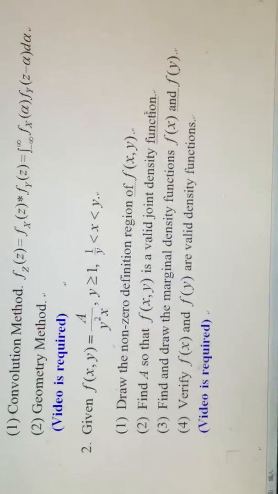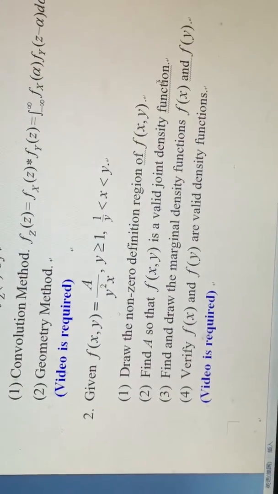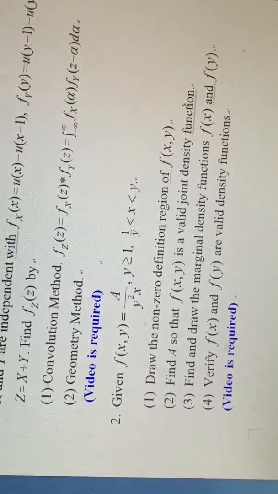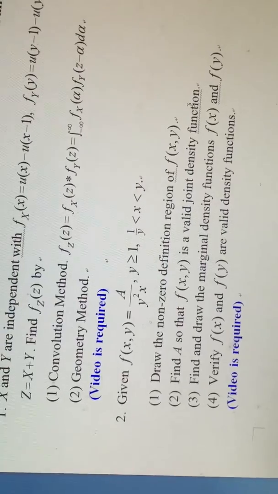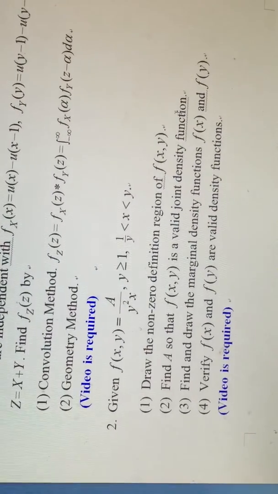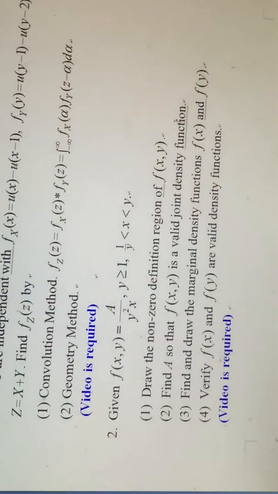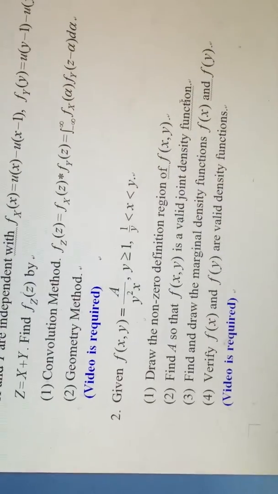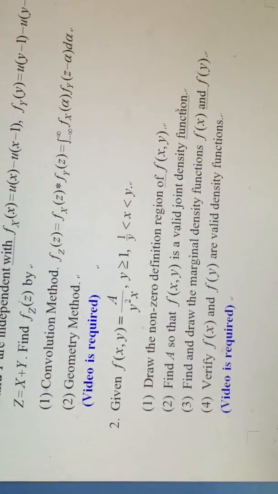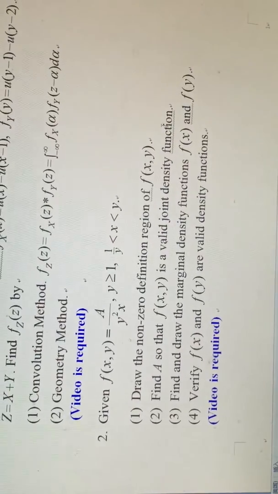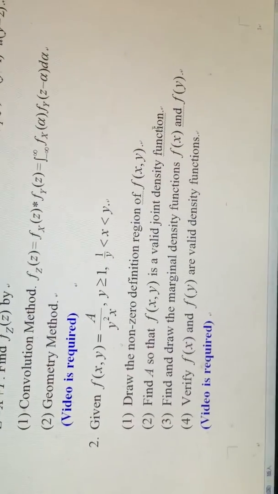So we are given f(x,y) equal to a over y squared times x, where y is greater than 1 and x is between y and 1 over y. The first thing we are asked to do is draw the non-zero definition region of f(x,y).